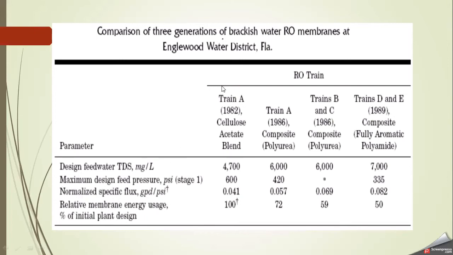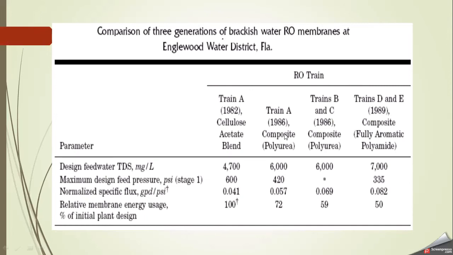Now train A, which is in 1982, is operating on cellulose acetate blend type membrane. Its design feed water TDS is 4700 and maximum design feed pressure 600 and normalized flux 0.041 and relative energy used is 100. If the initial is 100, then the remaining will be in percentage of 100.